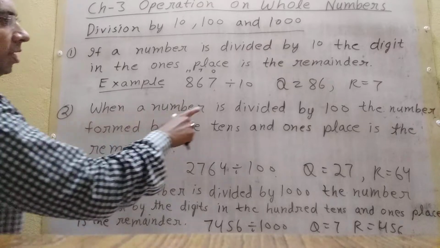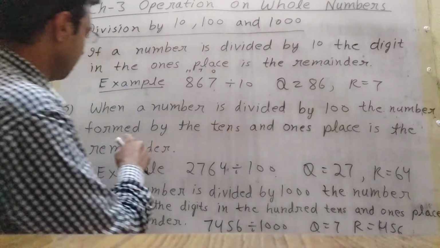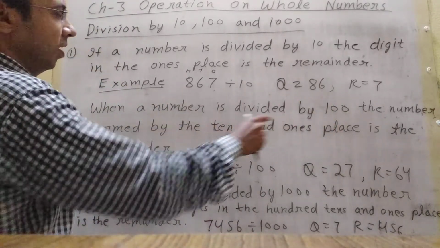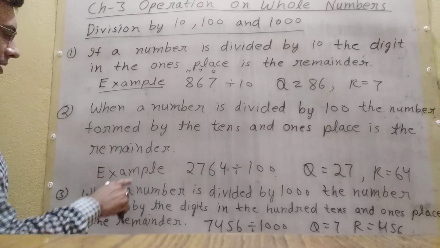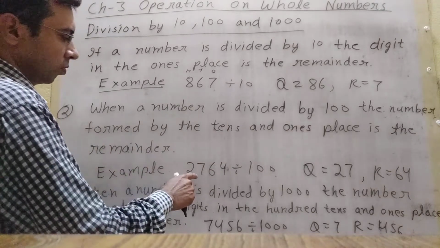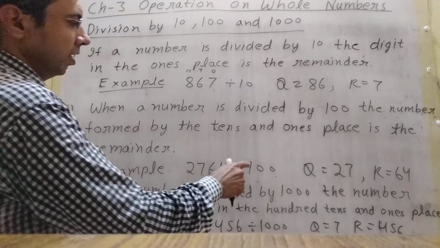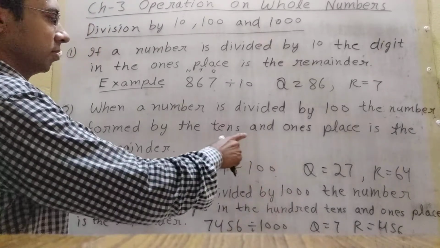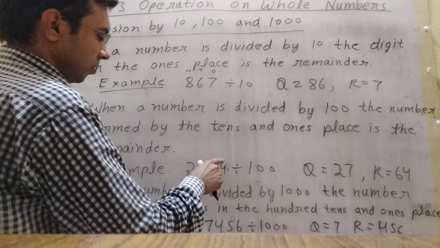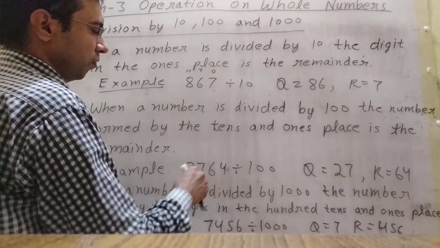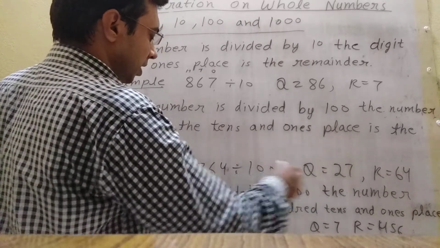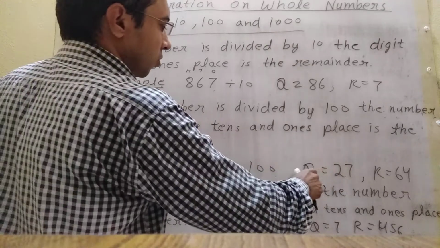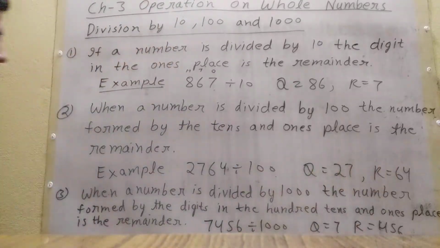When a number is divided by 100, the number formed by the tens and ones place is the remainder. Example, 2764 divided by 100. See here, tens and ones place, 64. So 64 is the remainder and the rest is the quotient. So quotient is 27, remainder 64.